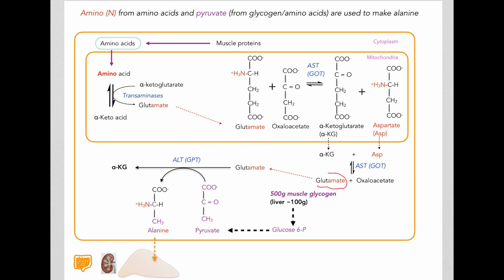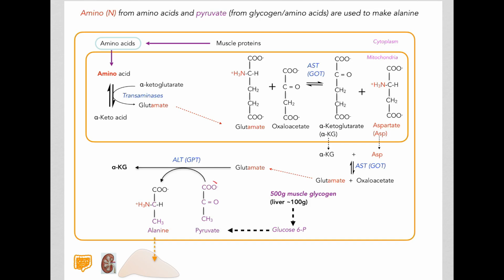So now this glutamate that is carrying the amino nitrogen undergoes another transamination reaction that is catalyzed by an enzyme ALT, which stands for alanine transaminase, or the old name for this was GPT, which stands for glutamate pyruvate transaminase, ALT or GPT. In this reaction, the amino group of glutamate is transferred to pyruvate. The pyruvate becomes alanine, and the glutamate becomes the alpha-keto acid, alpha-ketoglutarate.